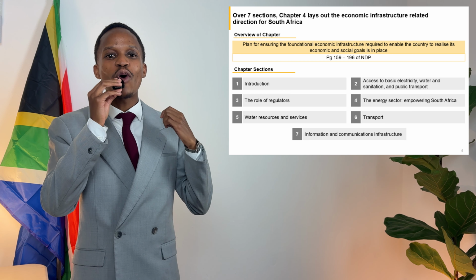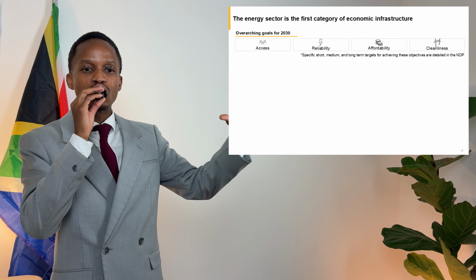Let's touch on what the National Development Plan tells us about the state of each of these categories in 2012 and then the envisioned way forward for each of them as it was defined in 2012. Regarding the country's energy sector, the state envisioned a South Africa where everyone would have access to reliable and affordable energy, and that a significant proportion of the country's energy would be clean energy with a minimal carbon footprint. That was the high-level vision in 2012.